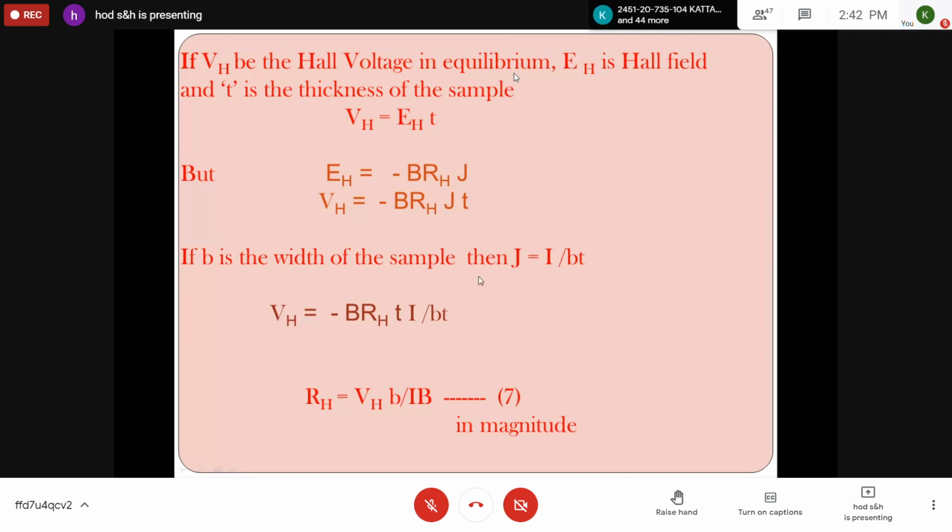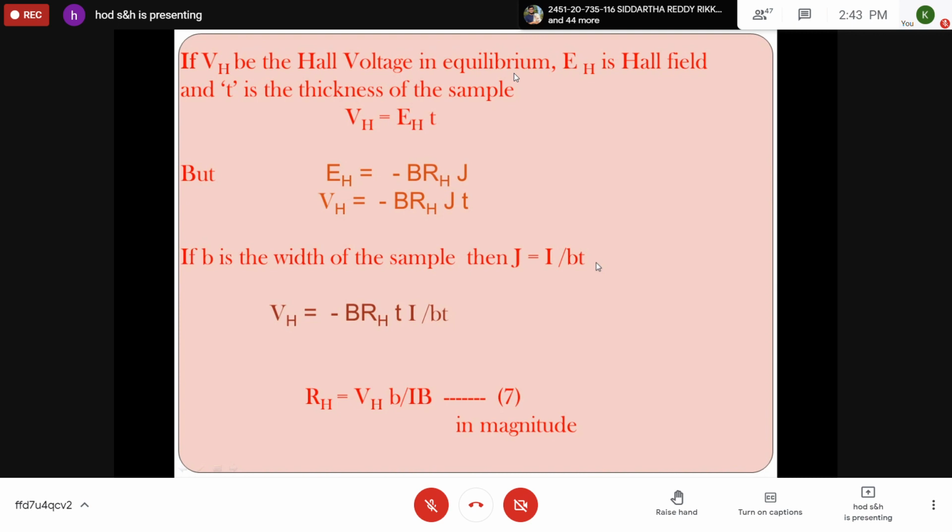If b is the width of the sample, then J is equal to I by bt, because current density is current by area. b into t is nothing but the area, width and thickness. So J is equal to I by bt. So VH is equal to minus B RH, and J can be written as I by bt, into t. So t gets cancelled. Finally, you can obtain RH is equal to VH b by BI in magnitude. The negative sign can be neglected.